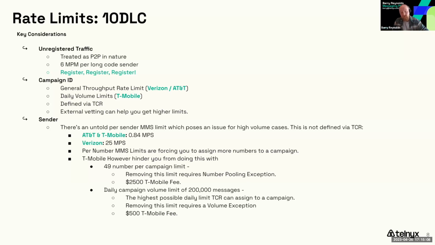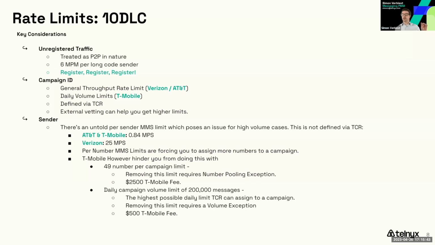To get around this, you would submit a number pooling request, which removes the 49 number per campaign limit. And also, if you're doing very high volume, I would also advise getting a volume exception, which removes the 200K daily limit, which is conventionally assigned by T-Mobile for a campaign via TCR. So this is probably the highest limit that they'll assign, 200K, and this will help you circumvent that.